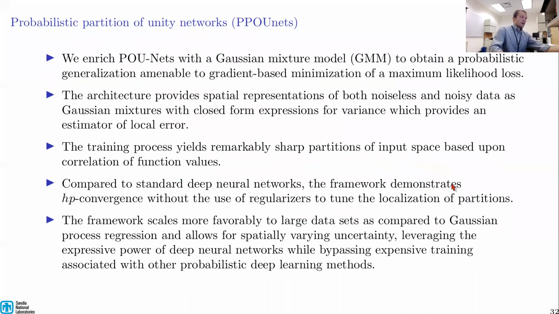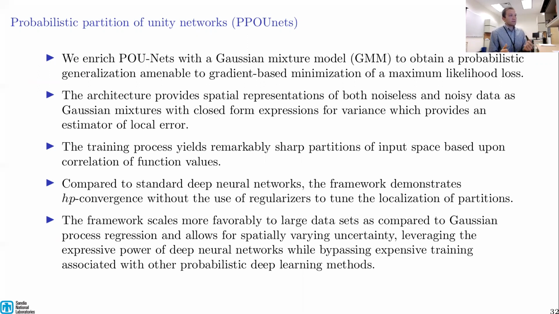So now I want to talk about the probabilistic version of these networks, which was supposed to be the focus of this talk. The idea here is that we put a Gaussian mixture model on top of our POU nets. So we get a probabilistic generalization that we can train, still using standard gradient descent, but using a maximum likelihood loss. This can give us representation of both noiseless and noisy data, and the prediction is still just a Gaussian mixture model, which by virtue of being a GMM gives you closed-form expressions for the mean and the variance.